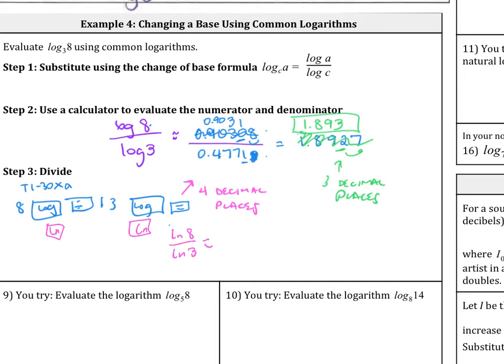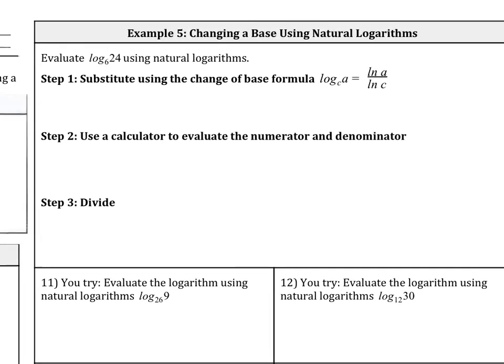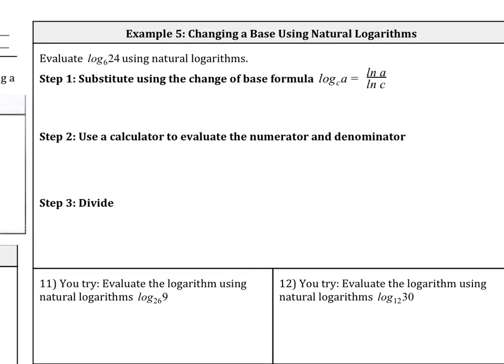So 8 natural log, we would get 2.0794. And then divided by 3 natural log, we would get 1.0986. And then we would still get 1.8927, 1.893. So notice we get the same exact answer. So it doesn't matter whether you press log or natural log, you still get the same thing. So you're going to practice here, use natural logs in this case instead.